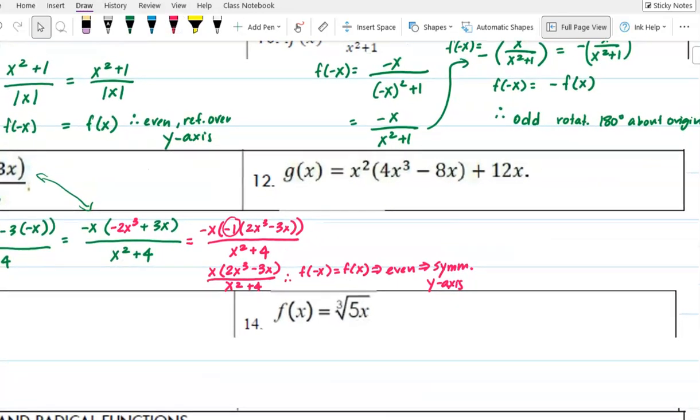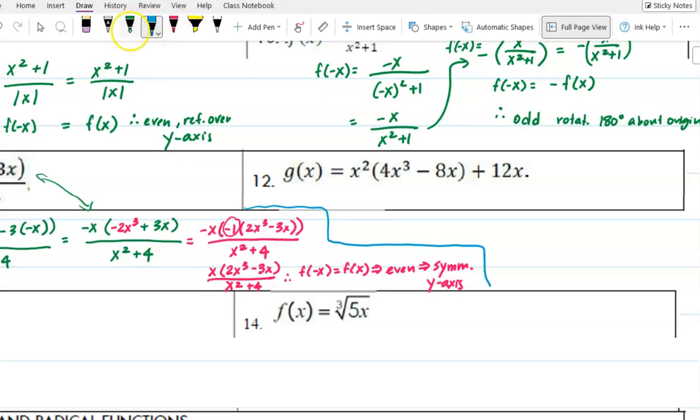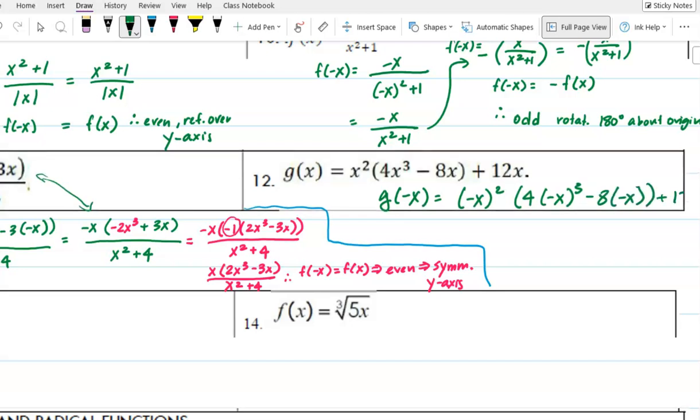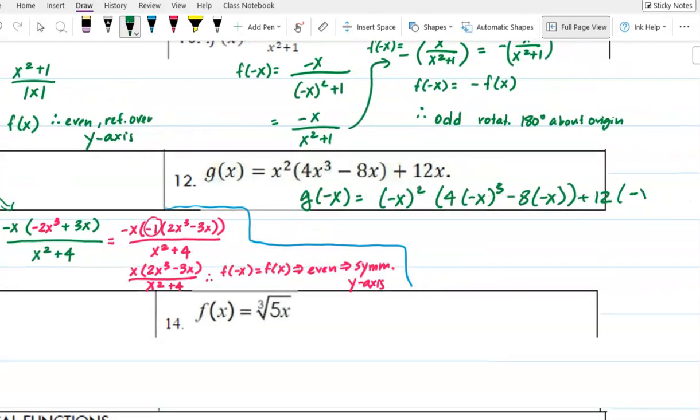Okay. Let me put a little barrier here. Okay. Whoa, look at the next one. Fun times. Okay, so g of negative x equals negative x squared times 4 negative x cubed minus 2 negative x, and then 12 times negative x. Okay. That's going to turn into a negative x. That's going to be a negative 4x cubed plus 8x. And then that's going to be minus 12x.